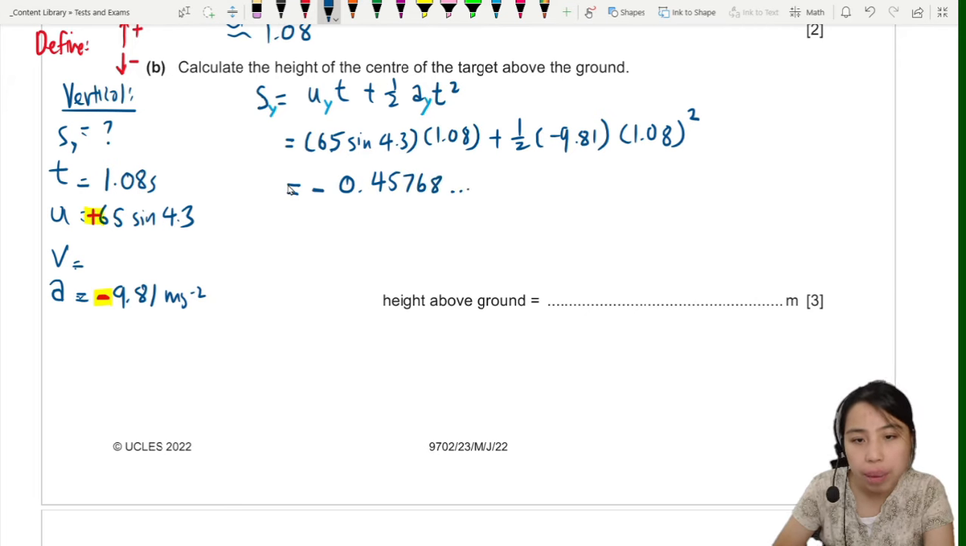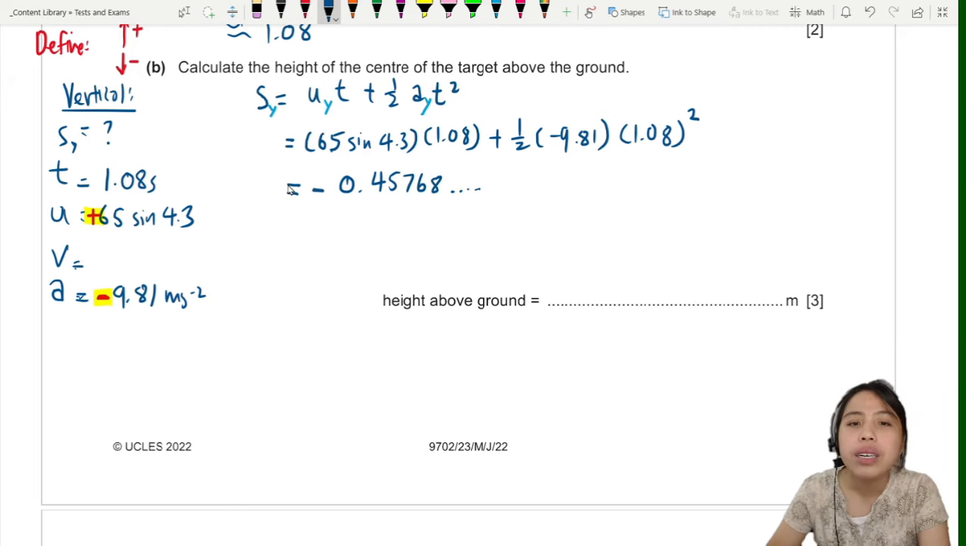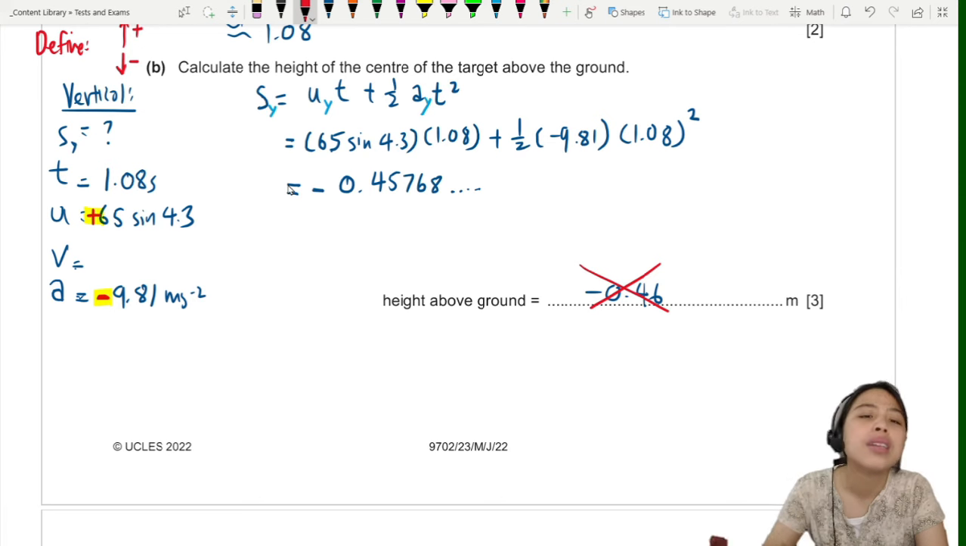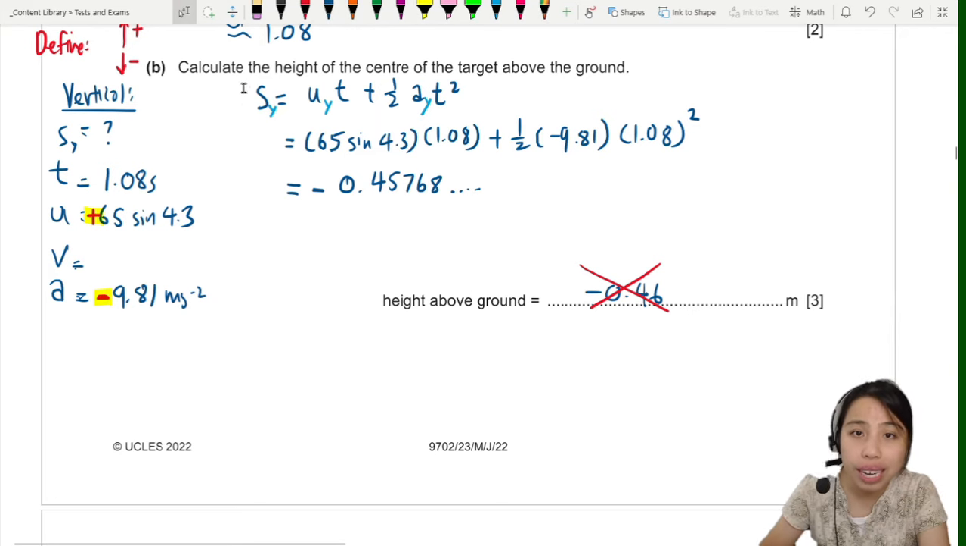0.45768, blah, blah, blah. So is the answer negative 0.46? No, not yet. Not yet. Don't be so happy yet. 0.46 meter is the displacement from the original height. What do they want? They want the height above the ground.